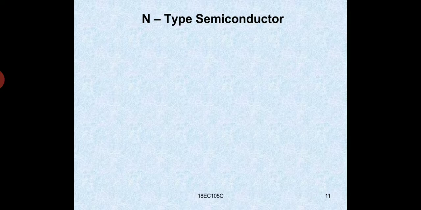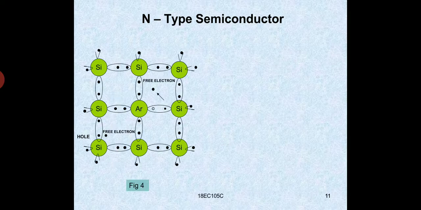Let us look into the structure of this one. This is the structure of the arsenic semiconductor, which is added to the pure semiconductor, and the resultant is an n type. So this actually denotes the resultant structure of the material.